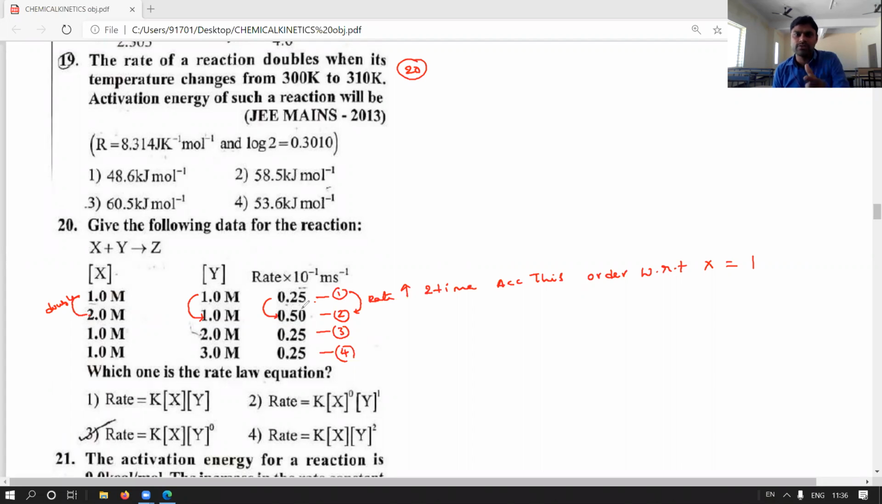Just by seeing the values we can say the rate expression directly. Otherwise we can go through the concept. Let's see from 1 and 3. In 1 and 3, the concentration of X is constant, not changed, and the concentration of Y becomes double, 2 times increased, but the rate is the same. The rate does not change.